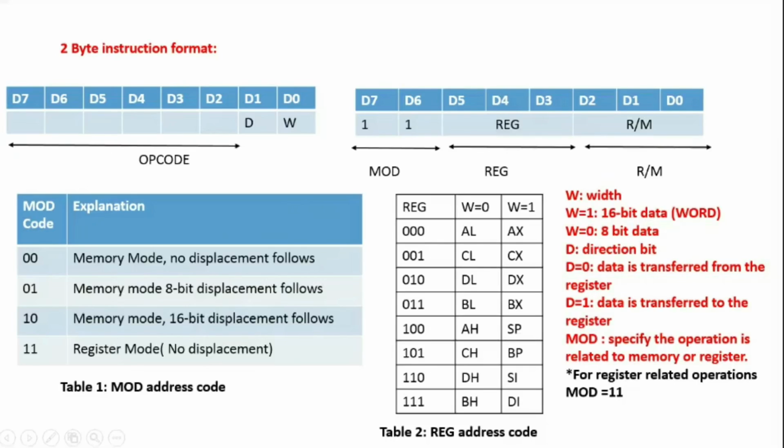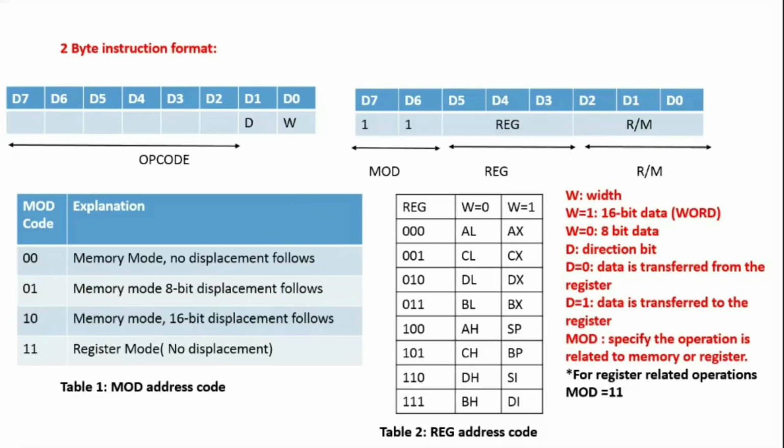So totally 8 bits, so 1 byte of instruction. Now the second byte will have an arrangement like this. The first 2 bits, that is D7 and D6, will have 1 1. The MOD bits indicate the mode of operation, that is, the mode of data addressing or data transfer. For example, specifying whether the operation is related to memory or a register will be done by MOD.